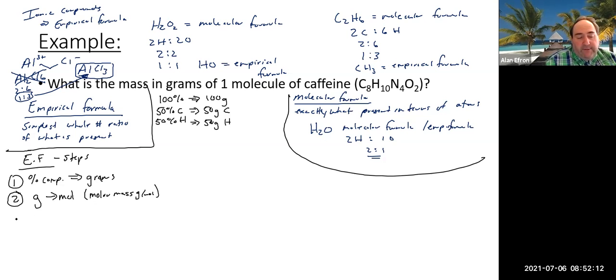The third thing that you want to do, once you've got everybody into moles, so you'll have moles of all these elements, for example, here we would have moles of carbon and moles of hydrogen, is divide everyone by the smallest number of moles.